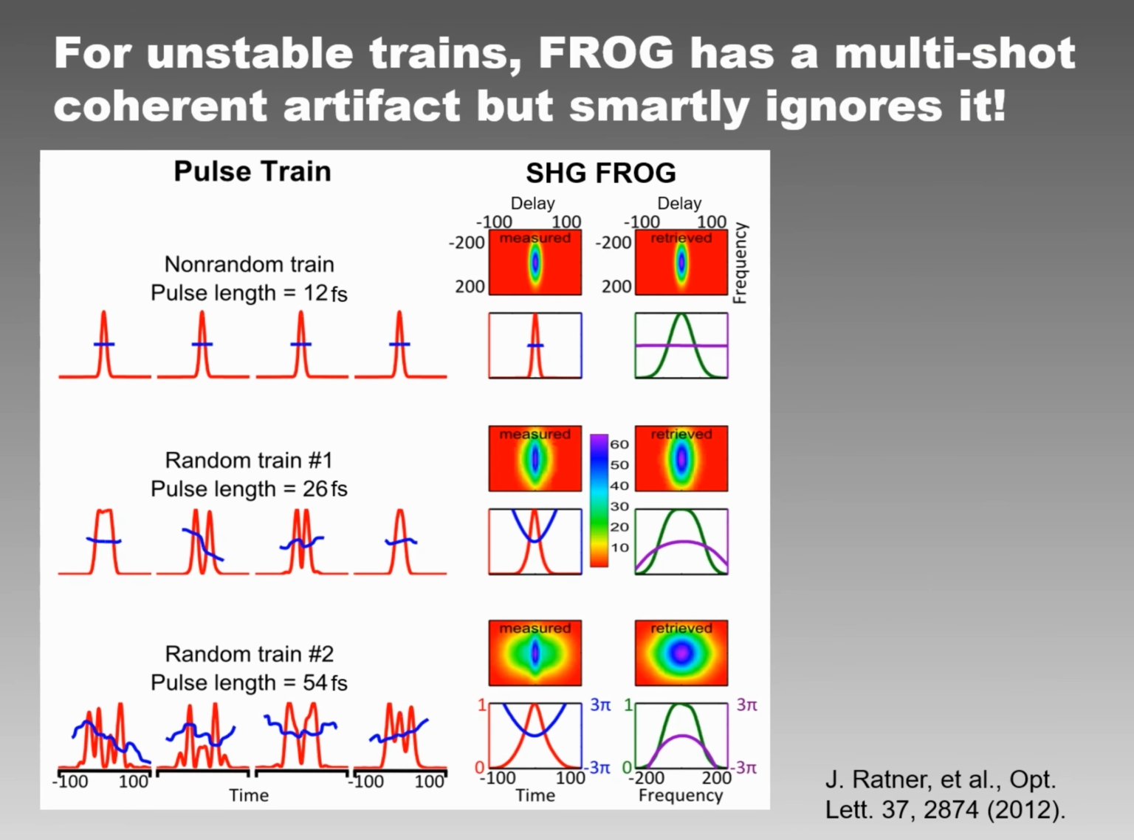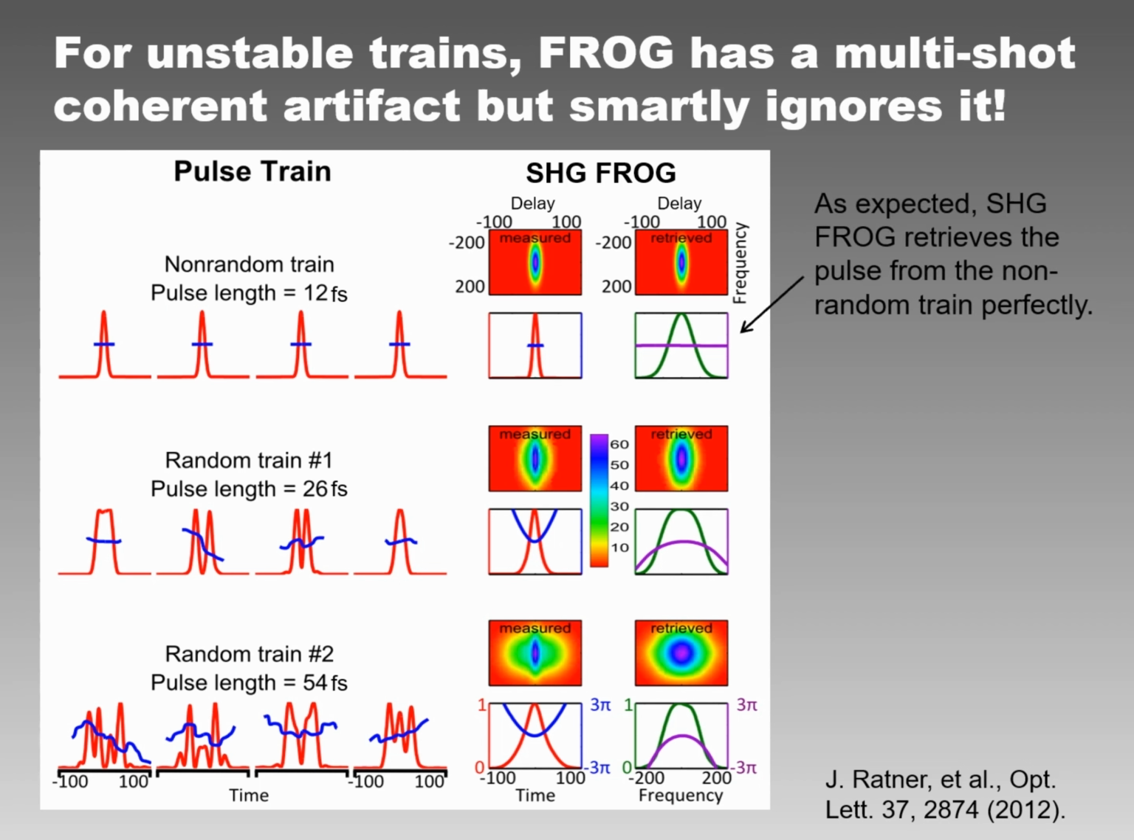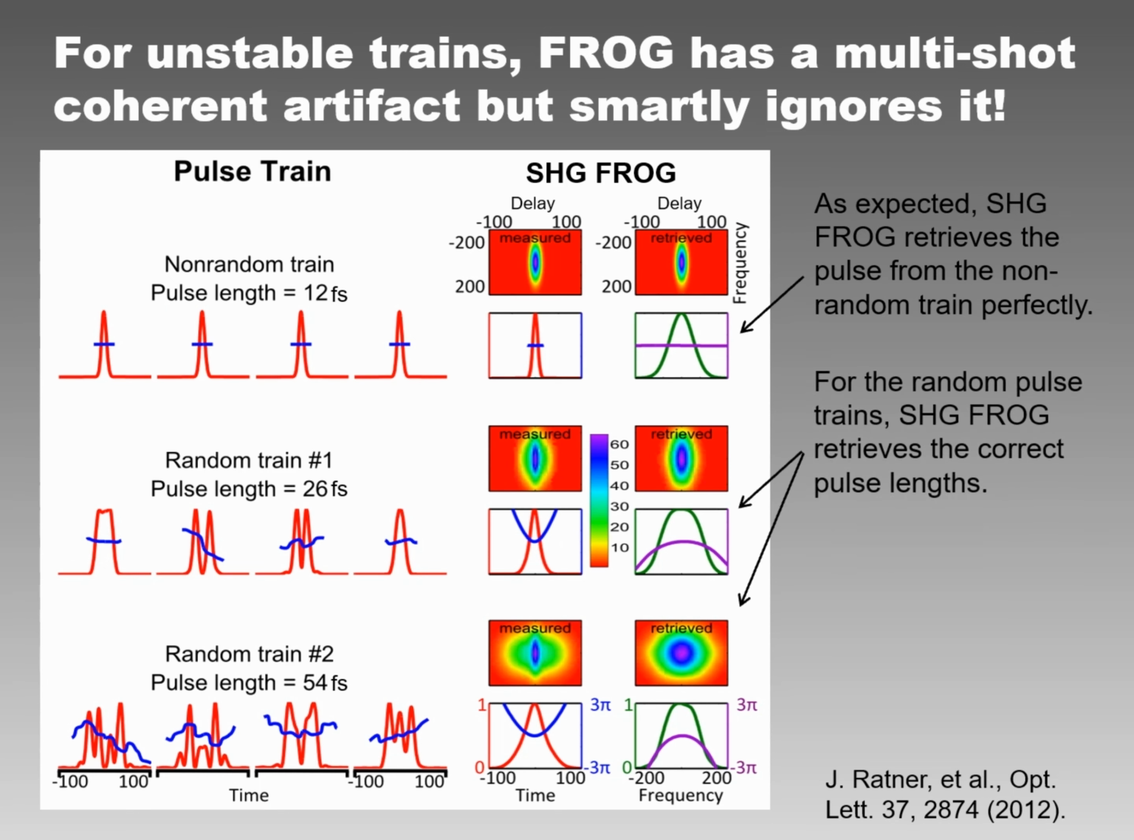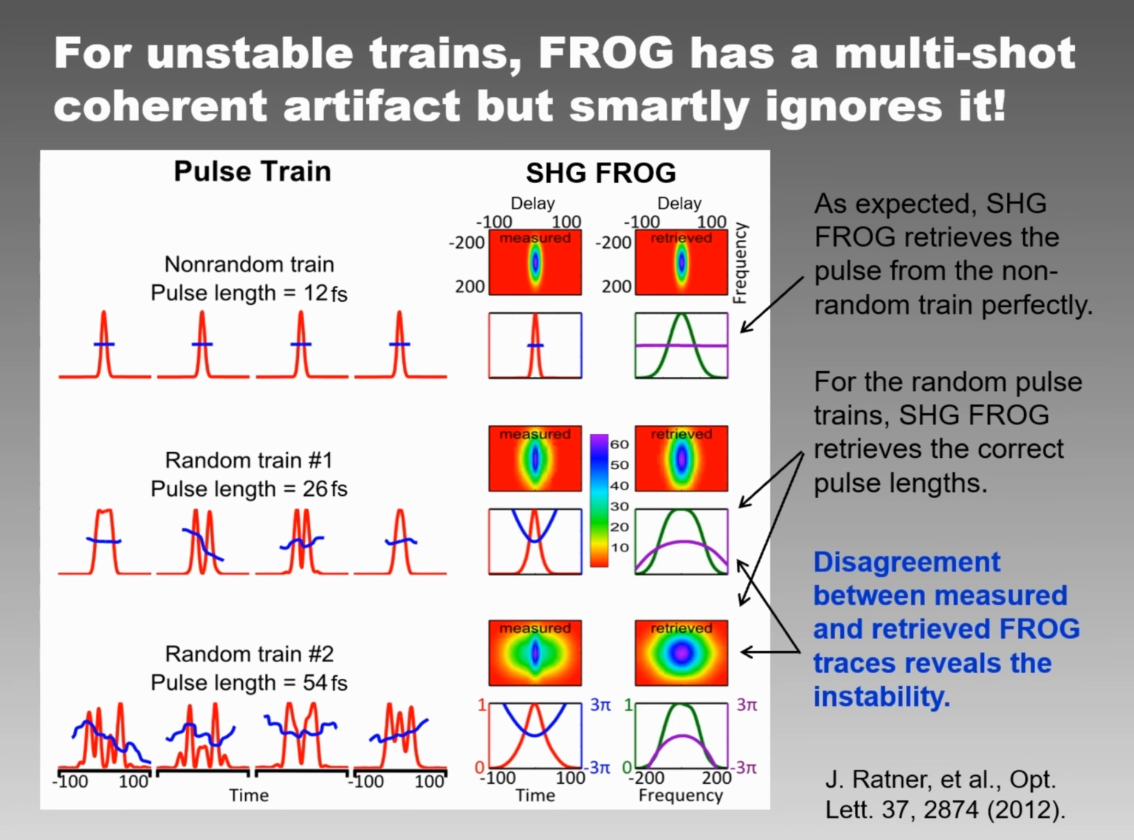And indeed, this overdetermination is critical for determining instability. For unstable pulse trains, FROG has what we call a multi-shot coherent artifact, just as autocorrelation does. But because FROG's algorithm must fit one pulse to n squared points, it can't fit to it and smartly ignores it. So as expected, FROG retrieves the pulse from the stable pulse train in the top row perfectly. For the random pulse trains, FROG retrieves the correct pulse lengths. But equally importantly, disagreement between the measured and retrieved FROG traces reveals the instability.